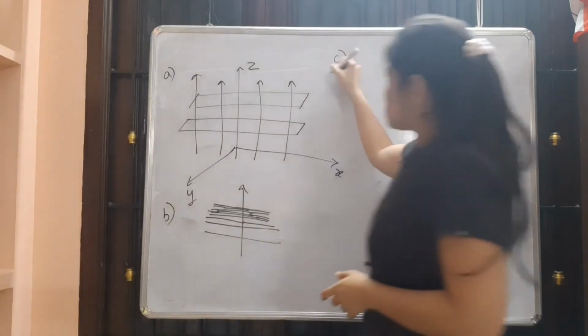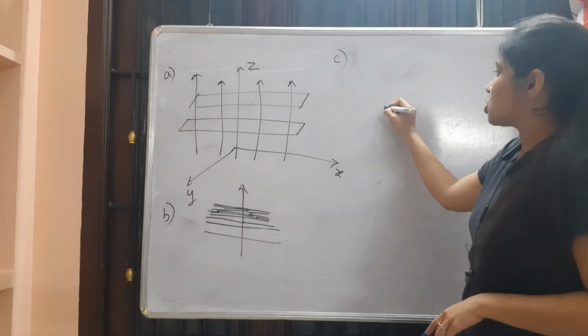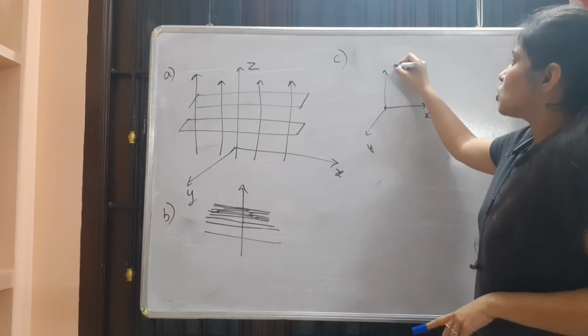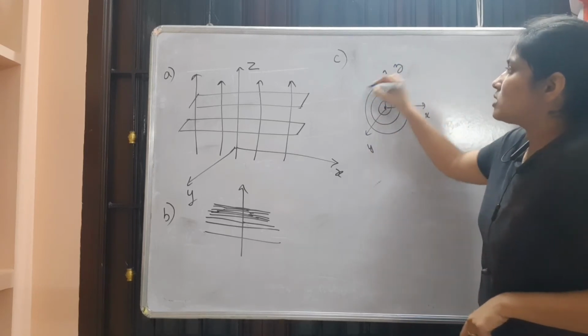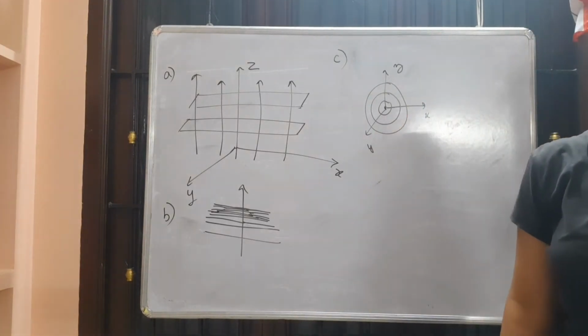The next question is a single positive charge at the origin. At the origin you are having a single positive charge. What will be the equipotential surface? The equipotential surface is nothing but concentric spheres drawn around the single charge.